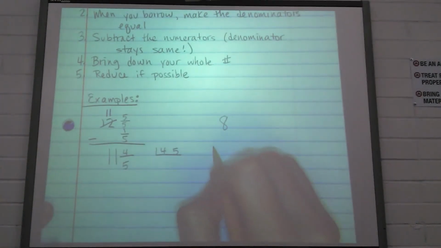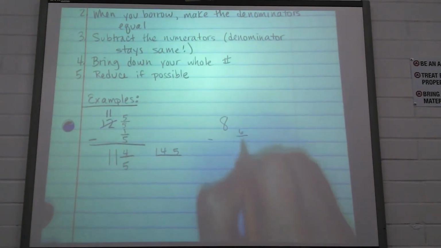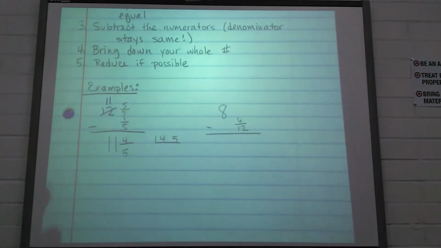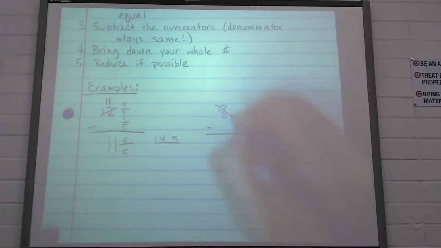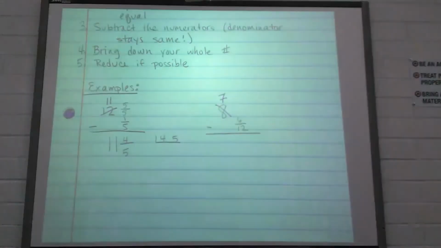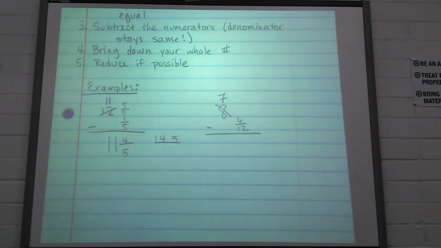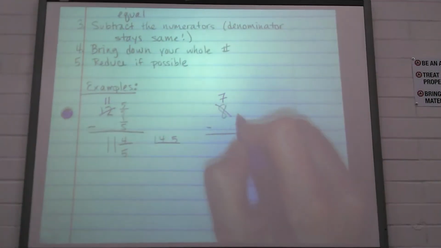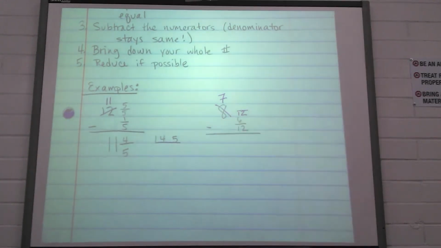8 minus 6/12. And again, notice how I lined these up. I saved space for a fraction here and space for a whole number there. Step number 1, borrow from the whole number to get a mixed number. I'm borrowing from the 8. That becomes a 7. And then what is my new denominator for this problem? That's right, it's 12. So my new fraction on the bottom is going to be 12.